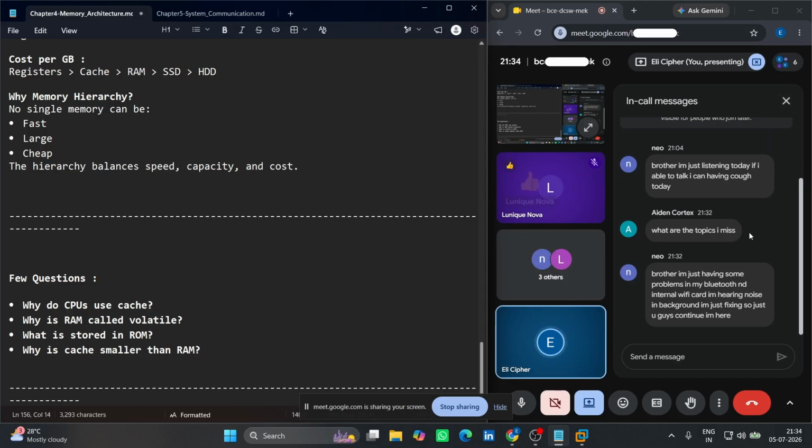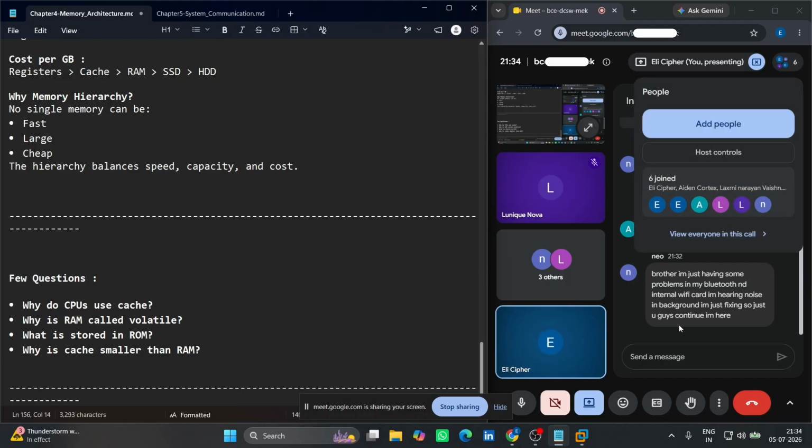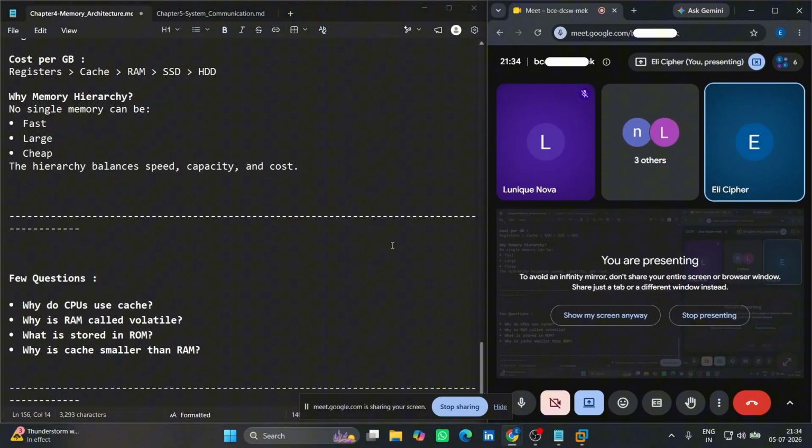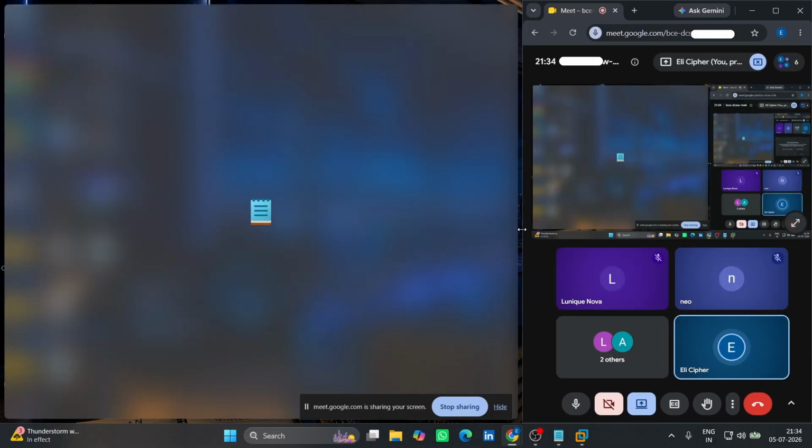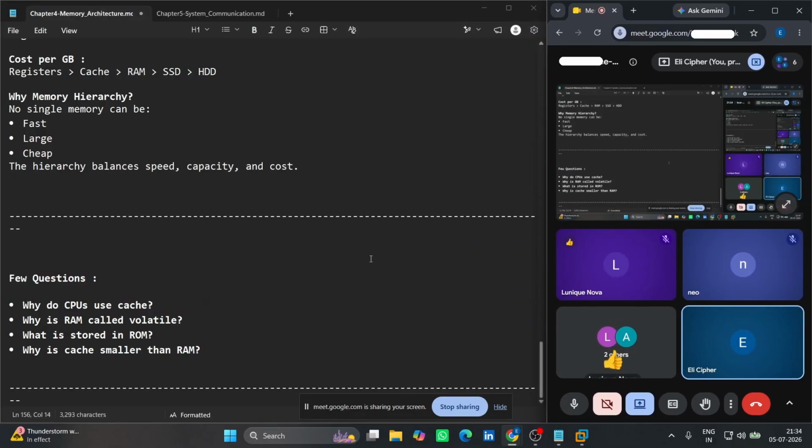Okay, bro, I'm having some problem with my Bluetooth internal Wi-Fi card. I am hearing noise in the background. I'm just fixing it, so you guys continue. I'm here. Okay, bro. Is my screen visible to you all, right? Okay. So we are going to wrap up our chapter number 4, which is memory architecture.